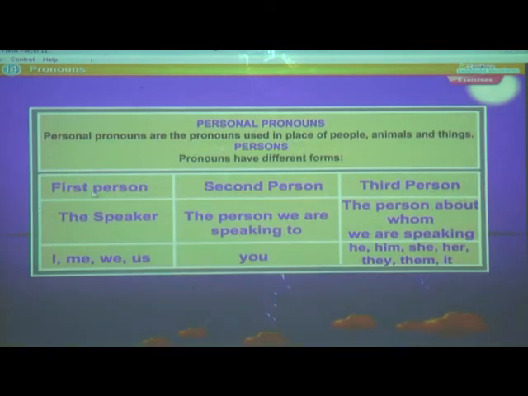Personal pronouns. Personal pronouns are the pronouns used in place of people, animals, and things. Persons. Pronouns have different forms. First person, second person, third person. The speaker: I, me, us, we. The person we are speaking to: you. The person about whom we are speaking: he, him, she, her, they, them, it.